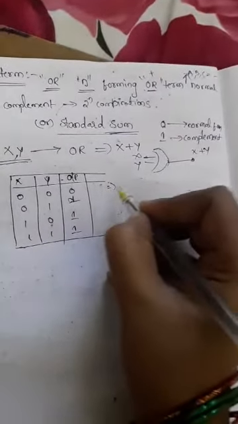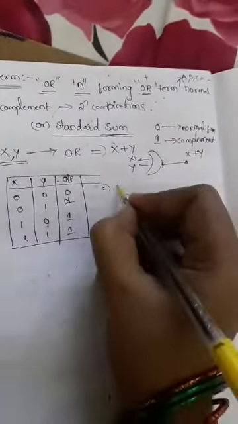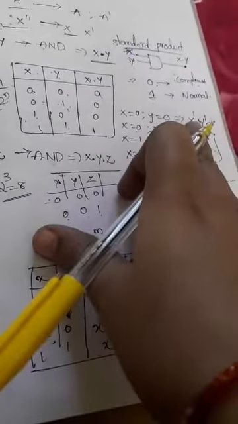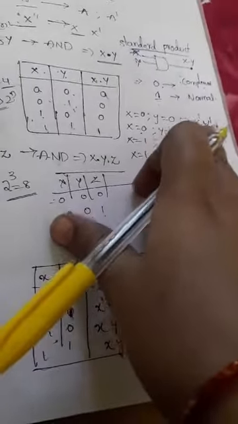How to represent the sum term for this? When x equals 0 and y equals 0, what is the max term? Since 0 is normal, we can directly represent it as x plus y. This is the OR logic, so we place a plus between x and y.